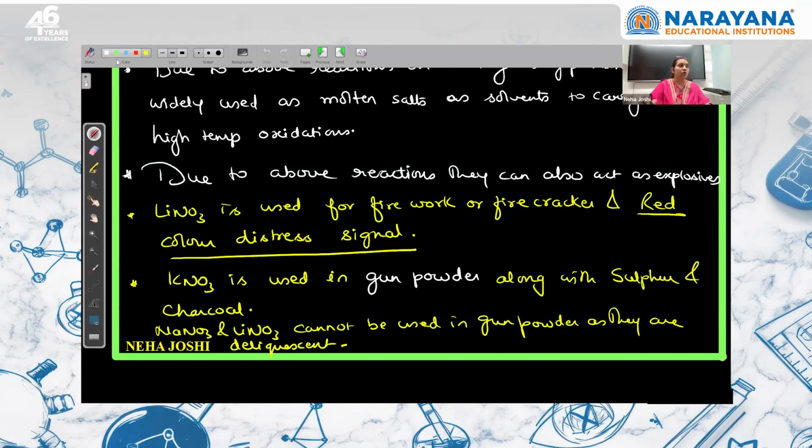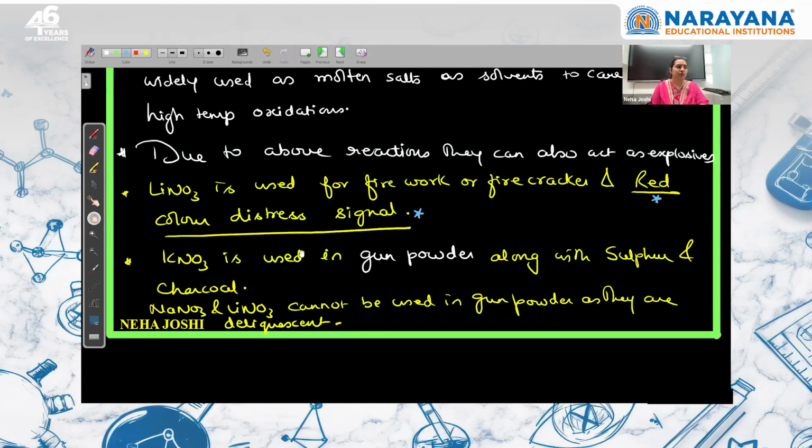Remember, it is also used as a red color distress signal. Distress signal, for example, if someone needs some sort of help, they will fire a gun. If it is having red color, it is a code that there is someone who needs help out there. So distress signal, usually in sea and those types of places, this is used.